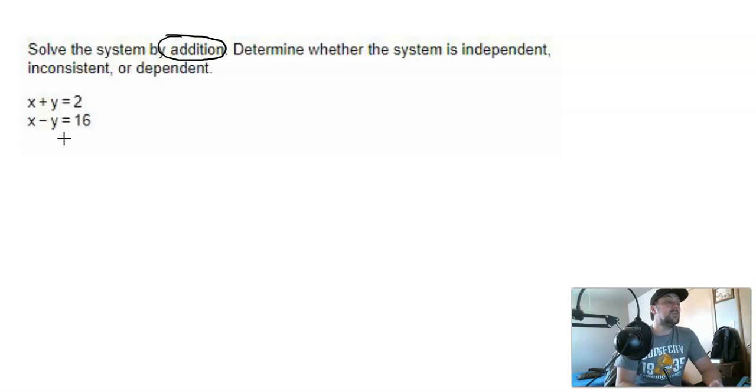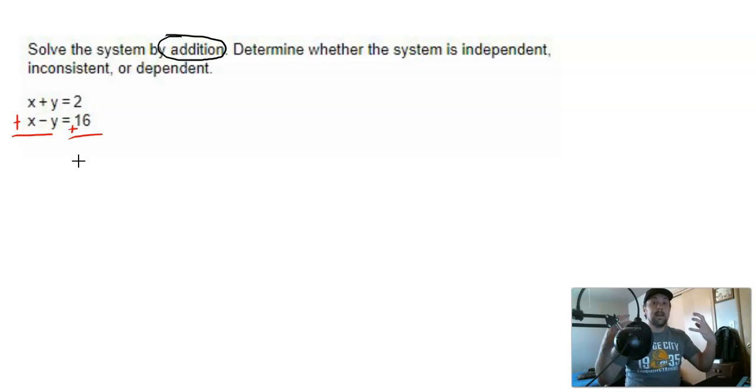We are going to add the two equations together. That's why it's called the addition method. The way you add equations together is you add the left-hand sides and you add the right-hand sides. The conclusion from that is that the result you get from the left-hand sides being added together and the right-hand sides being added together would still have to be equal to each other. So when you sum up the left-hand sides and you sum up the right-hand sides, the results are still equal.